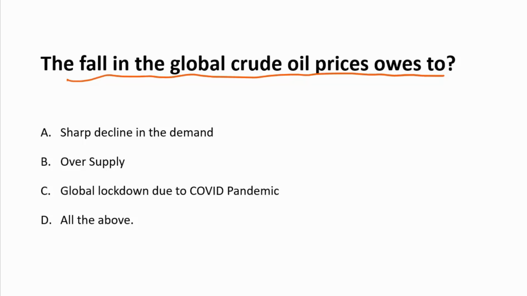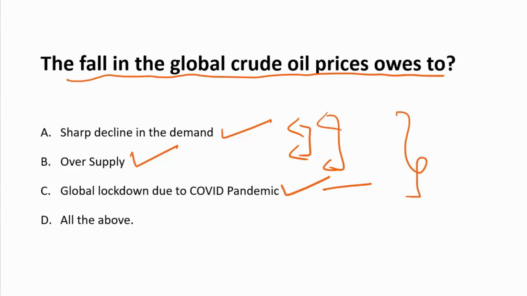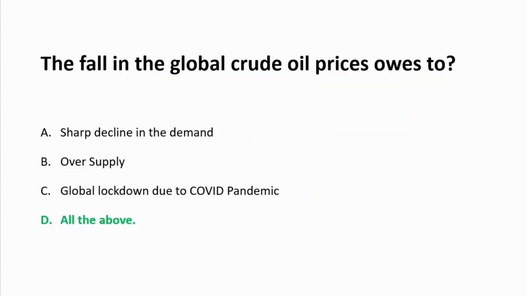The first option is sharp decline in the demand. Yes, this is also correct. Oversupply of the fuel. Yes, this is also correct. These both are interlinked to each other. And global lockdown due to the COVID-19 pandemic. Of course, this is the main reason why these two actually exist. So yes, all the three are correct. So the correct answer should be option D, that is all of the above.